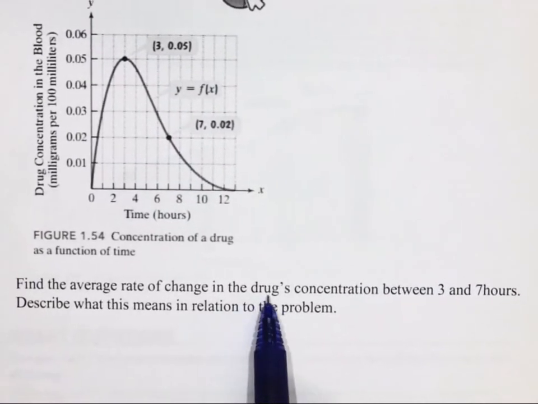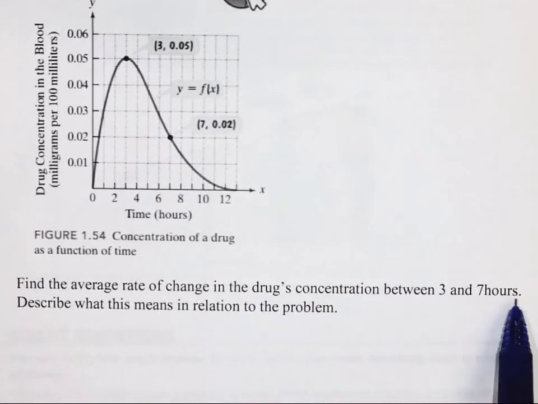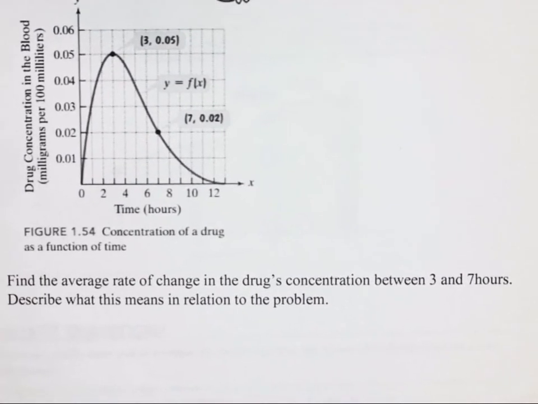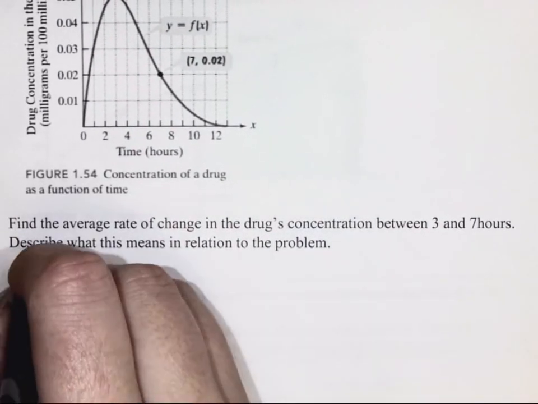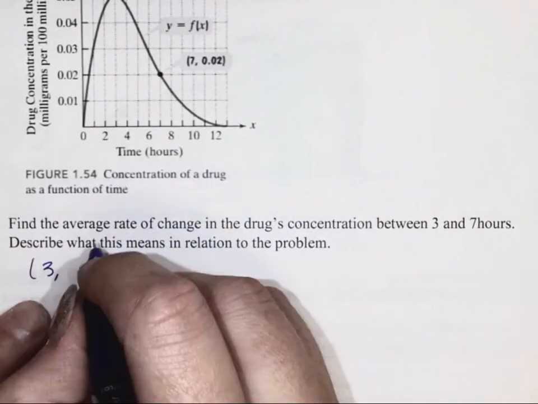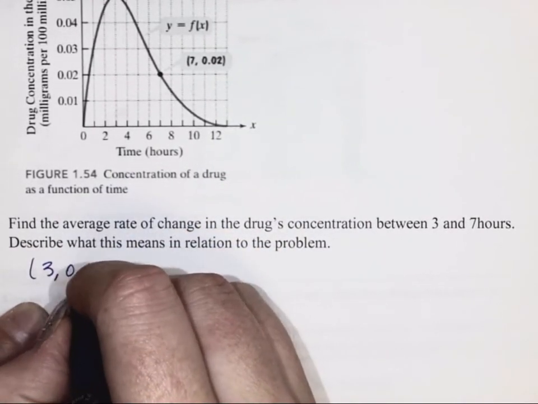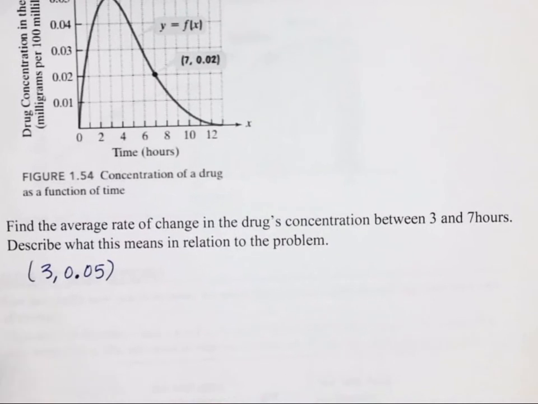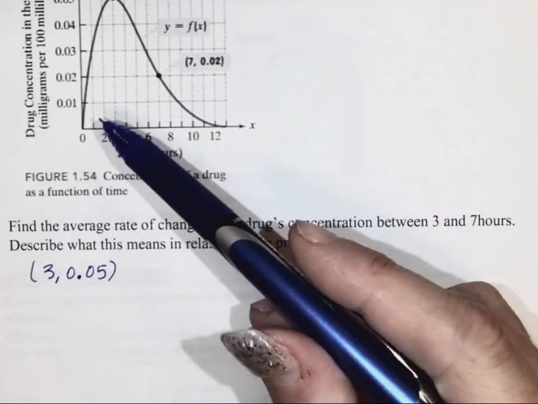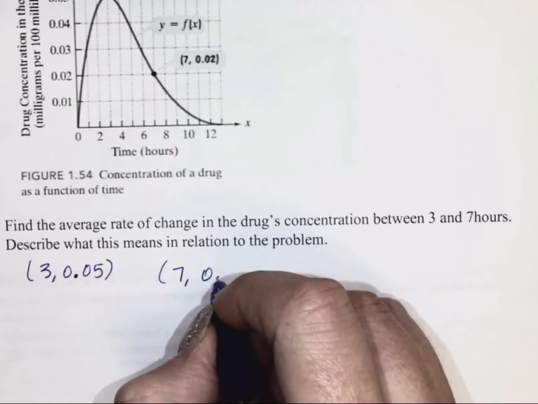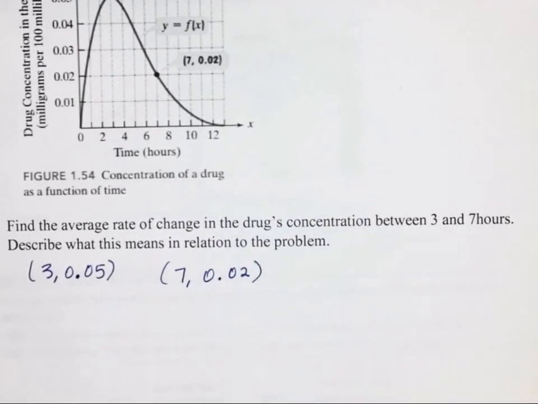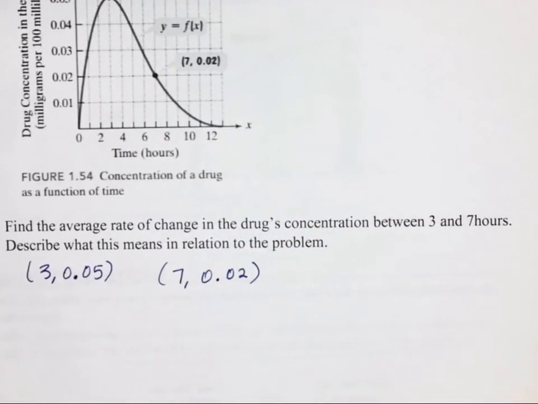Find the average rate of change in the drug's concentration between 3 and 7 hours, and describe what this means in relation to the problem. They actually give you that your ordered pair at 3 hours, the drug's concentration in your system is 0.05 milligrams per 100 milliliters. At 7 hours, 0.02 milligrams per 100 milliliters.